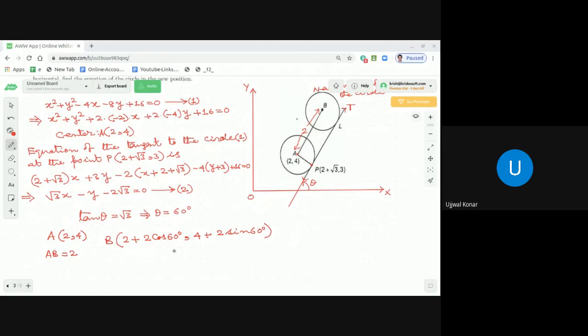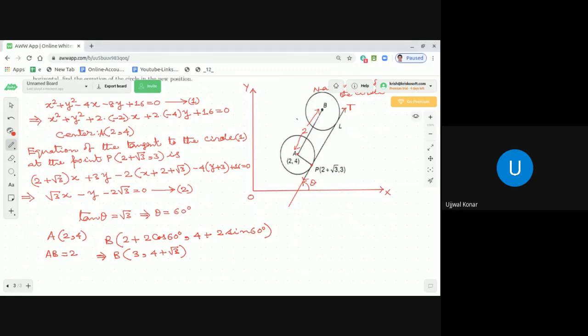Okay. So from here, what we get is the coordinate of the point B: 2 plus cos 60 degrees. Cos 60 degrees is equal to 1 by 2. So that means 2 plus 1 is 3, and 4 plus root 3, because sin 60 degrees is equal to root 3 by 2.